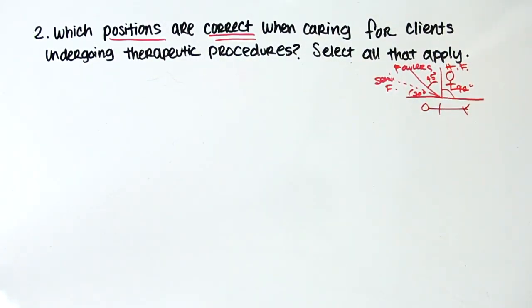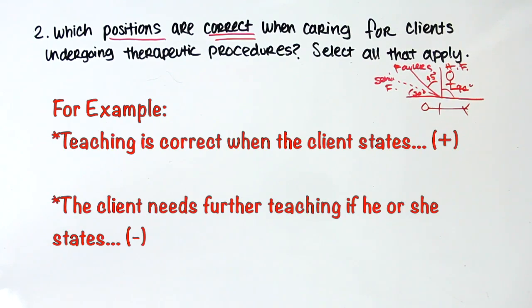This is so important because it's not telling us to avoid doing something, right? Like the previous one. It's saying which ones are correct. So this is so important because NCLEX is going to switch this on you. Like, oh, teaching is correct when, or we know that teaching is incorrect when the patient states. So be very careful.